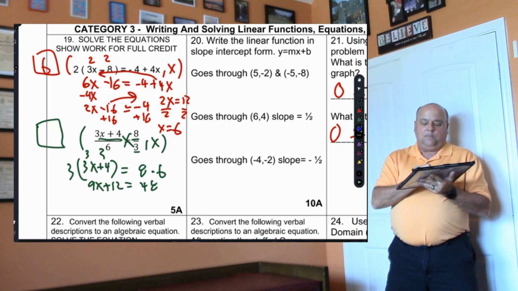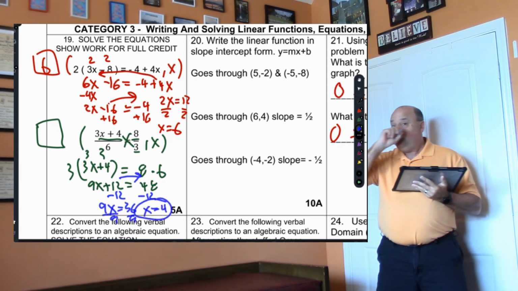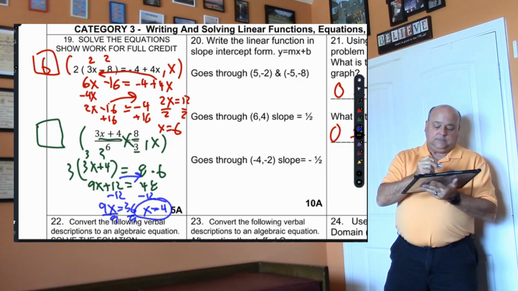Notice on this problem, we have one rectangle but 2 squares. I'm going to move the 12 over. So 9x equals 36. Divide by 9, and I'm going to get x equals 4. So you should end up with 4 on this.